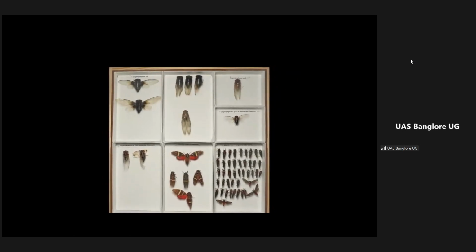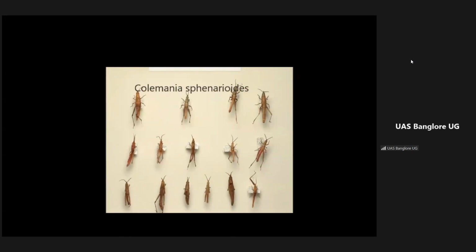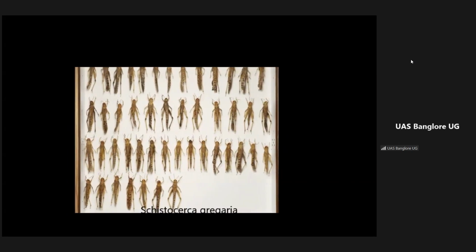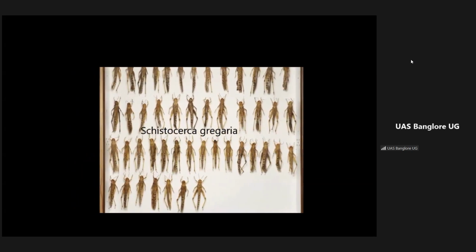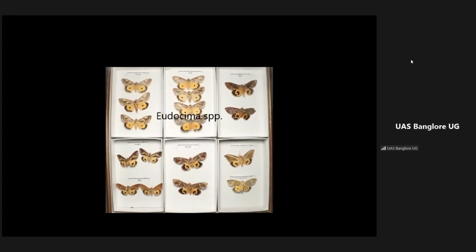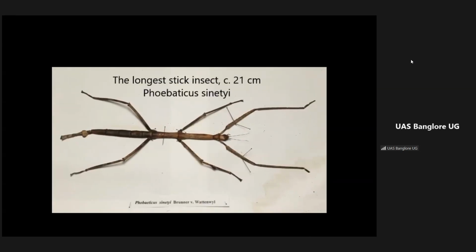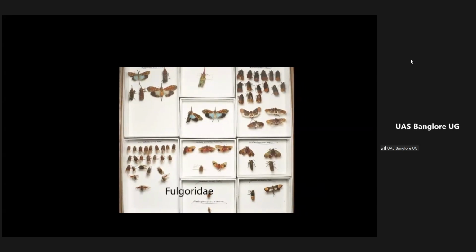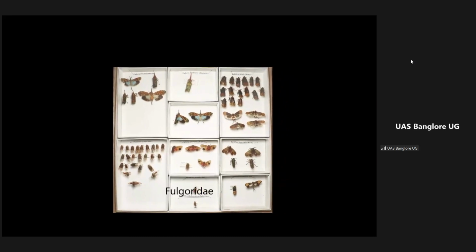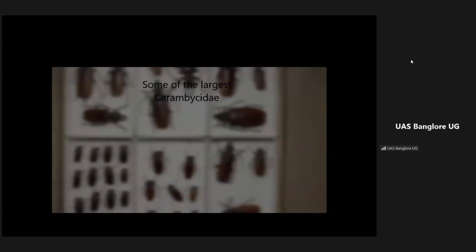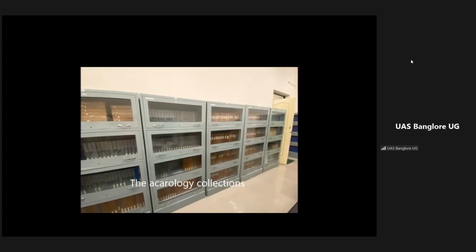Cicadas. Colemania spinoradis, an endemic species named after Leslie C. Coleman. Specimens of desert locusts collected during the recent outbreaks in India. Commonly occurring species of fruit-piercing moths in India. One of the largest stick insects from southern India. It is 21 centimeters. Large beetles, very, very large beetles. We have a separate section to house the mite collections.